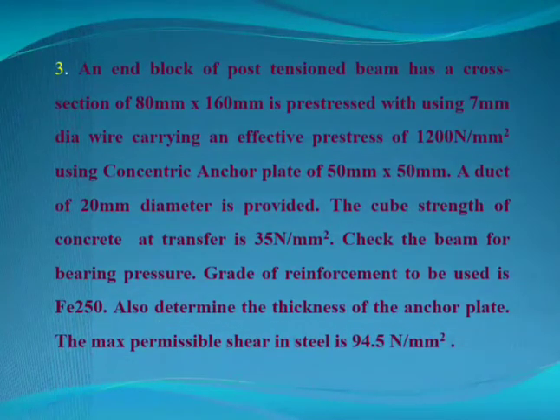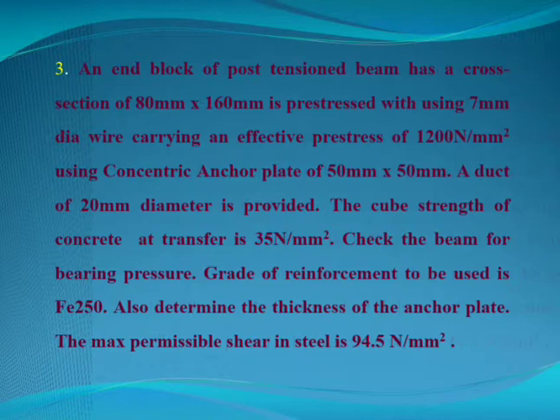An end block of a post tension beam has a cross section of 80 mm by 160 mm, is pre-stressed using 7 mm diameter wire carrying an effective pre-stress of 1200 Newton per mm square using concentric anchor plate of 50 mm by 50 mm. A duct of 20 mm diameter is provided. The cube strength of concrete at transfer is 35 Newton per mm square. Check the beam for bearing pressure.